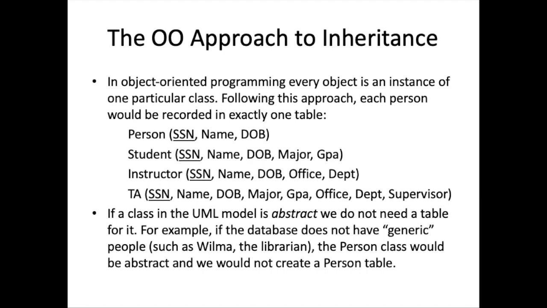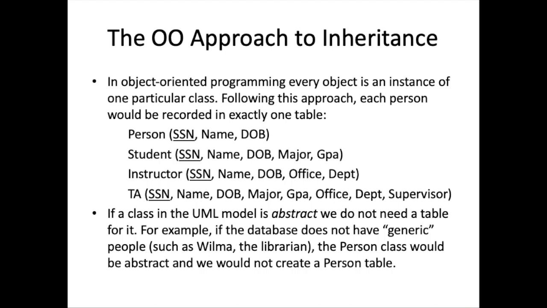Students who are not TAs will get recorded in the student table. And we'll record there their social security number, name, date of birth that they inherit from person, as well as their major and GPA. And instructors who are not students will get recorded in the instructor table. Right? Their social security number, name, and date of birth that they inherit from person, and then their office and department.